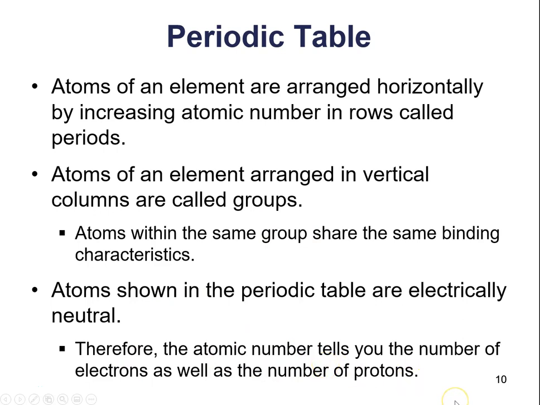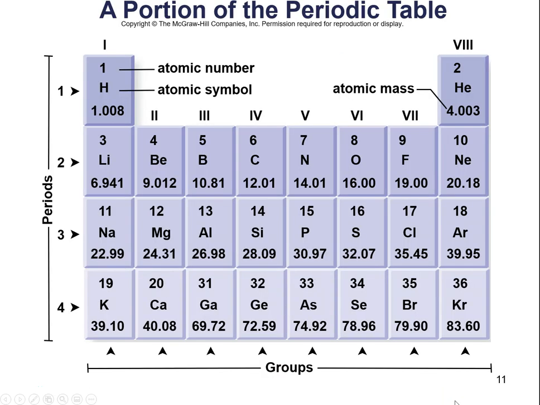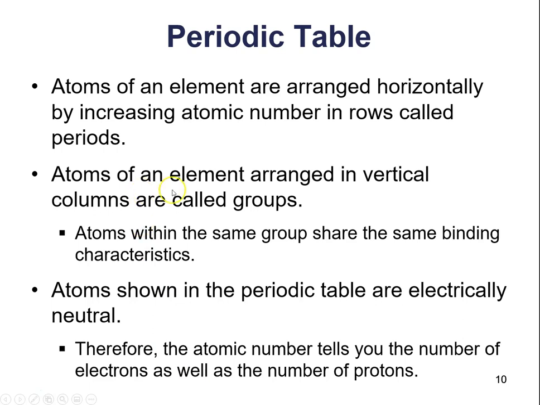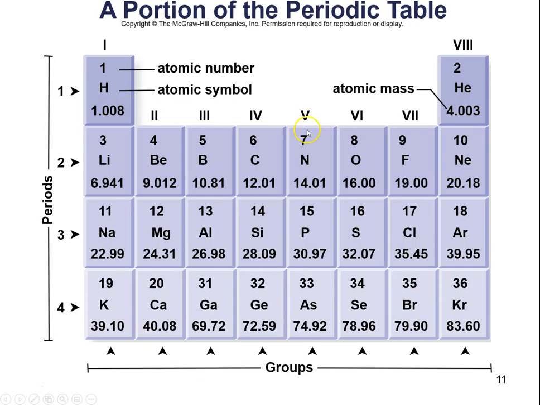If we look at a picture here, this is showing you a portion of the periodic table, showing you the groups here, and then these are the periods, these rows. You can see they're going by ascending, like we said, increasing atomic number.